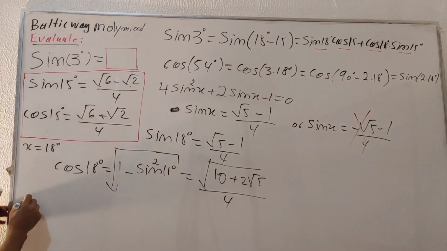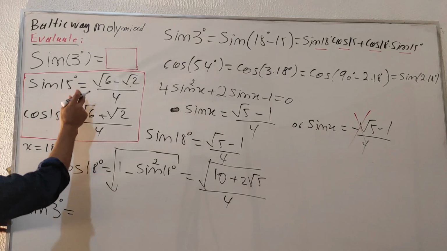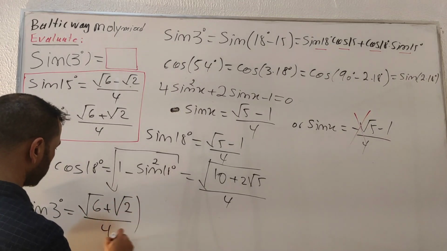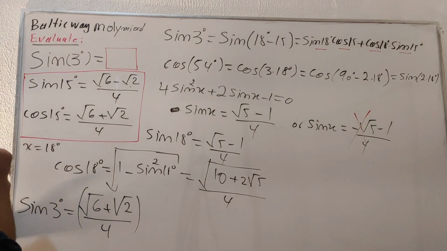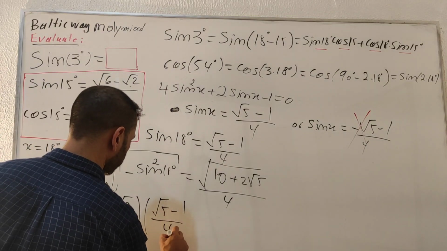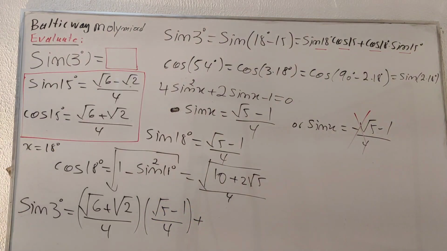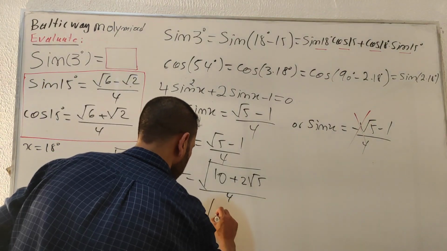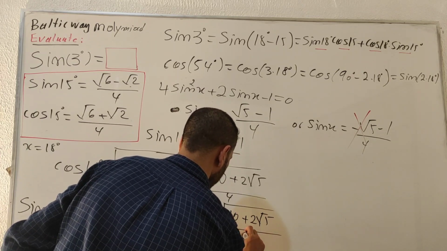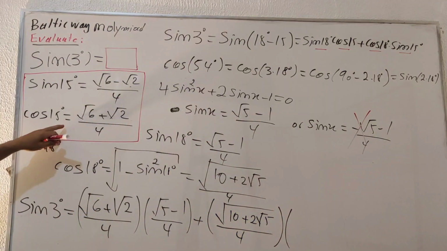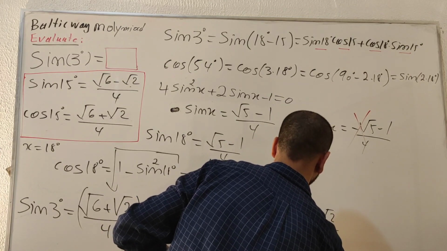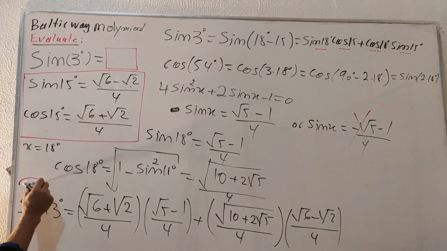So finally we get sine of 3 degrees equals this value, square root of 6 plus square root of 2 all over 4, factor sine 18, which is this one, square root of 5 minus 1 over 4, plus cosine 18, which is this one, square root of 10 plus 2 square root of 5 all over 4, factor sine 15, which is this one, square root of 6 minus square root of 2 all over 4. Okay, this is the final value of sine 3.